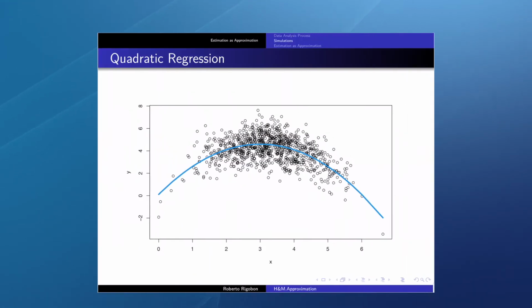Now, if we do the quadratic one, it looks like this. And now, it looks better. It's closer to the data, no? And by the way, we know that this should be the correct one, so it's not surprising that it performs better just to the eye test. I'm going to be more formal about these statements in a second.